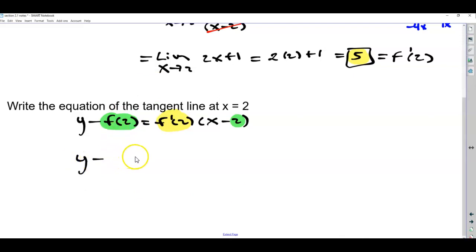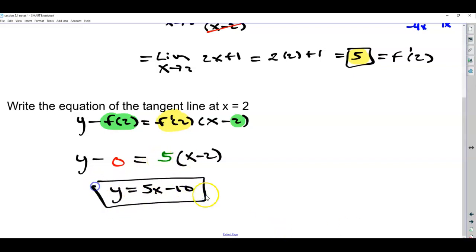When 2 went into the function, 0 came out. When we found the derivative, we got a 5 for the slope of the tangent line when x is equal to 2. And then the 0 doesn't go anywhere, distribute. Here's the equation of the tangent line. And if you're not positive on that, graph the tangent line and graph the original function and you'll see the graph.